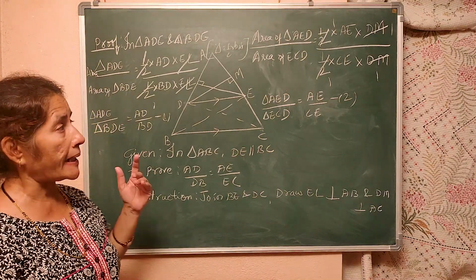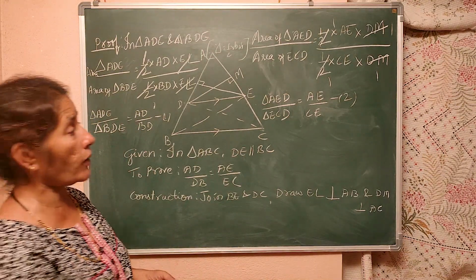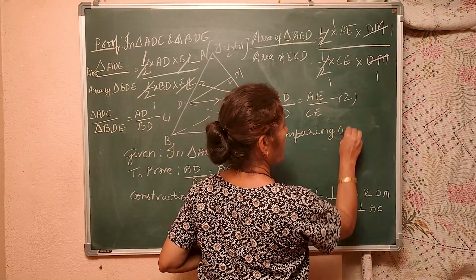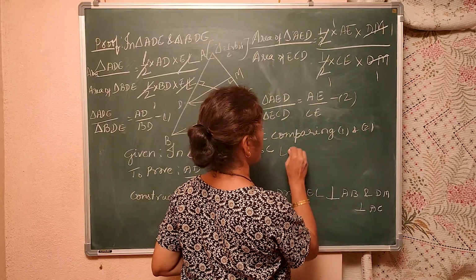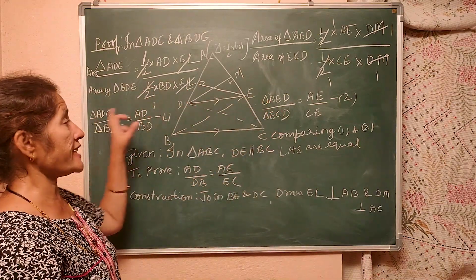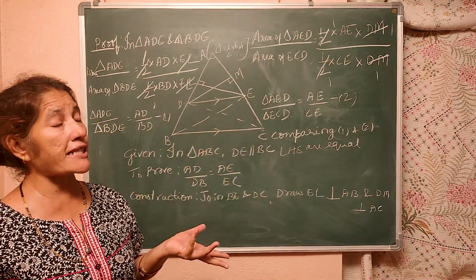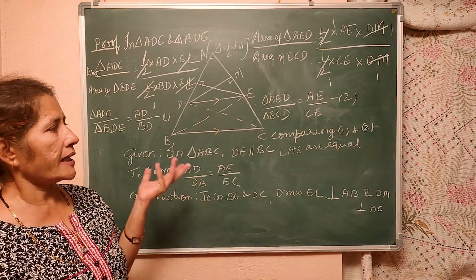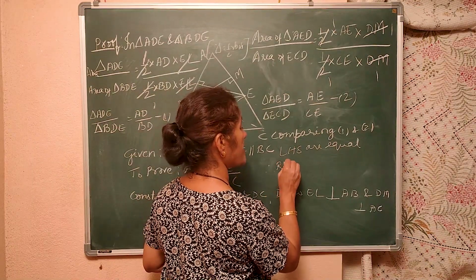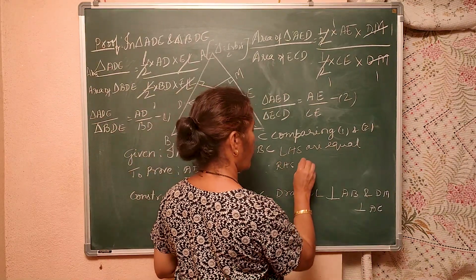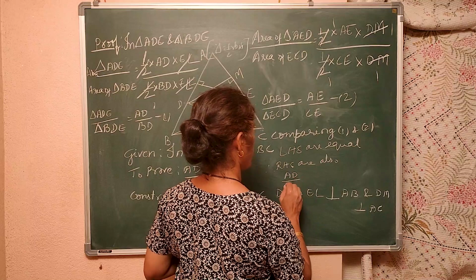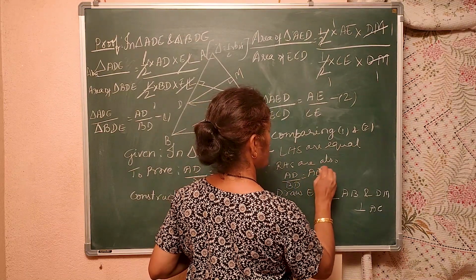So what can you write down? Comparing 1 and 2, left hand sides are equal. Why? Because numerators are same, and denominators stand on the same base and between the same parallels. Comparing 1 and 2, left hand sides are equal. Therefore, right hand sides are also equal. Therefore, AD by BD is equal to AE by EC.